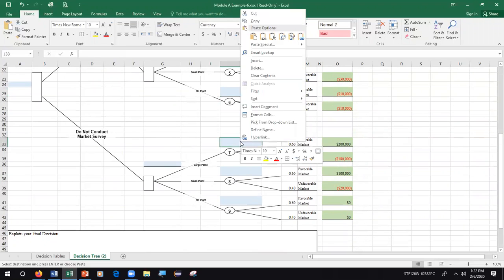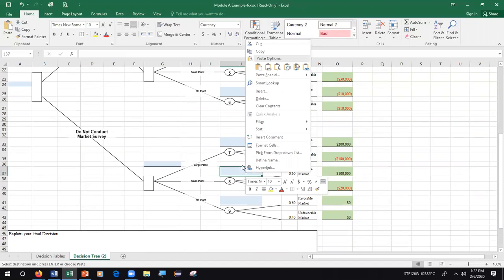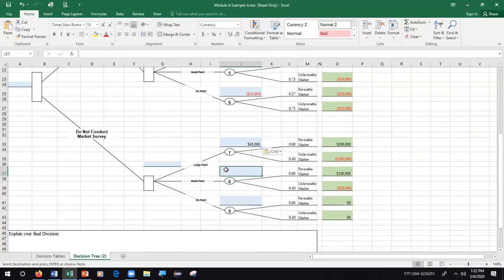I don't know, my board's down here too. Yeah, that's where. Control V to copy and paste, or paste. Okay. So that's our EMVs for all these options.